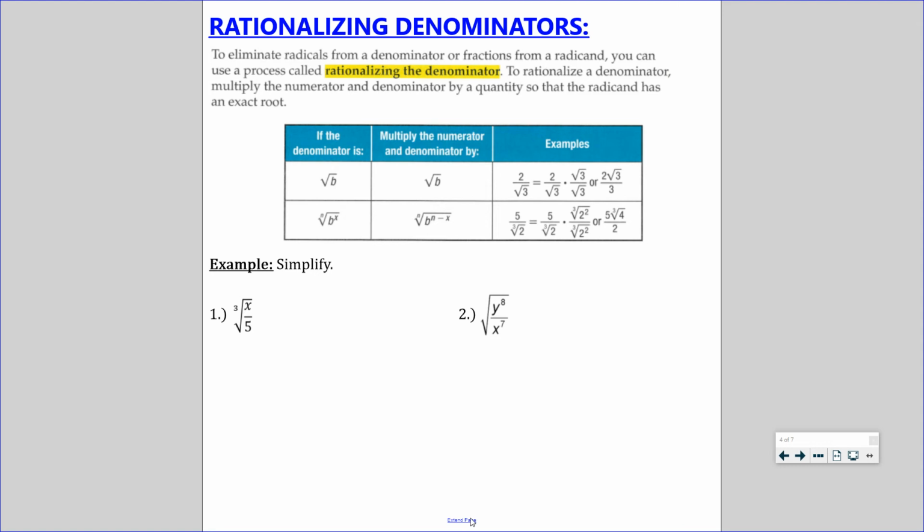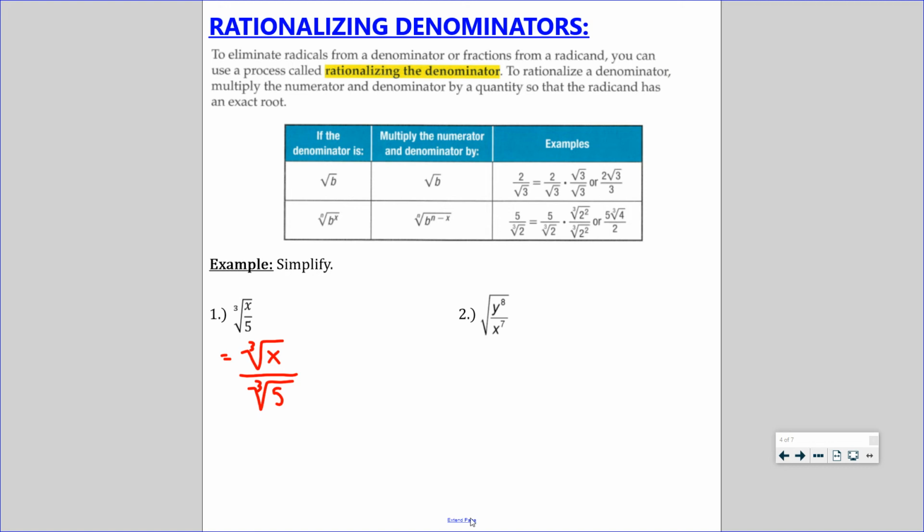So let's try this one. If I have the cube root of the fraction x over 5, my first step could be to break that up as the cube root of x over the cube root of 5, which would probably be your first step as if these were square roots. Now the issue here is 5 is not a perfect cube. So I have to rationalize my denominator. I can't leave this radical in my denominator.